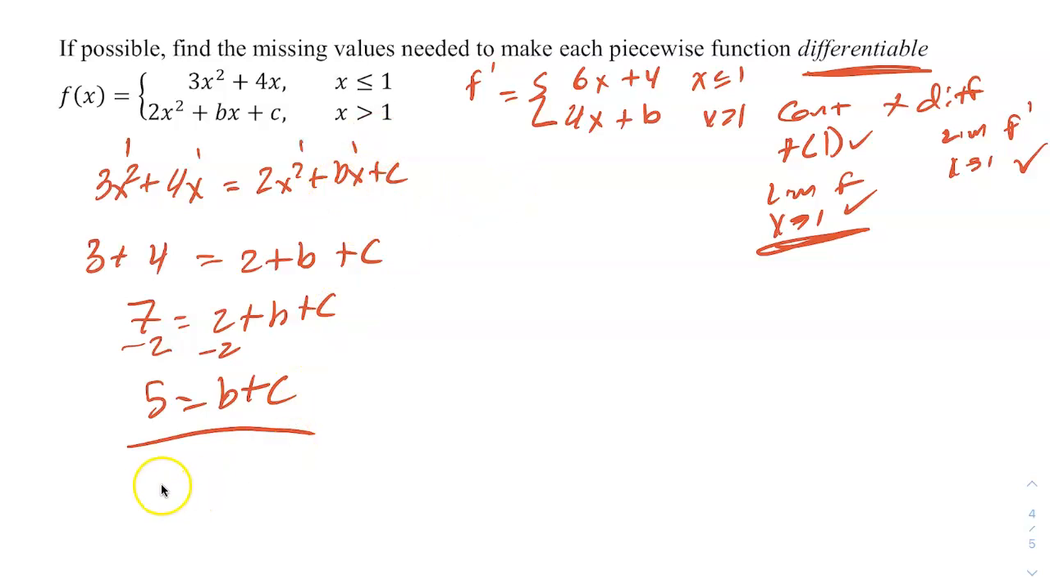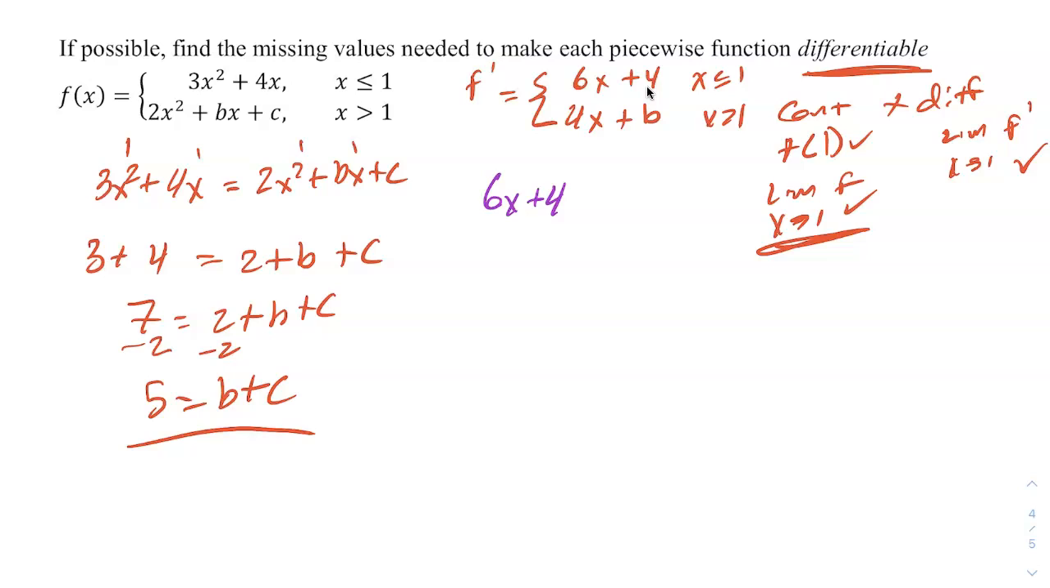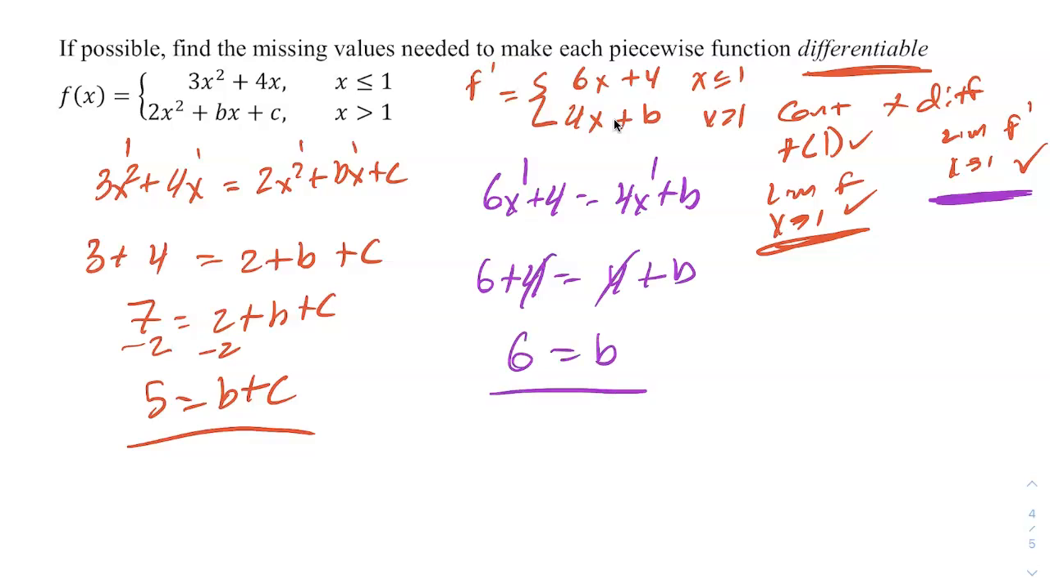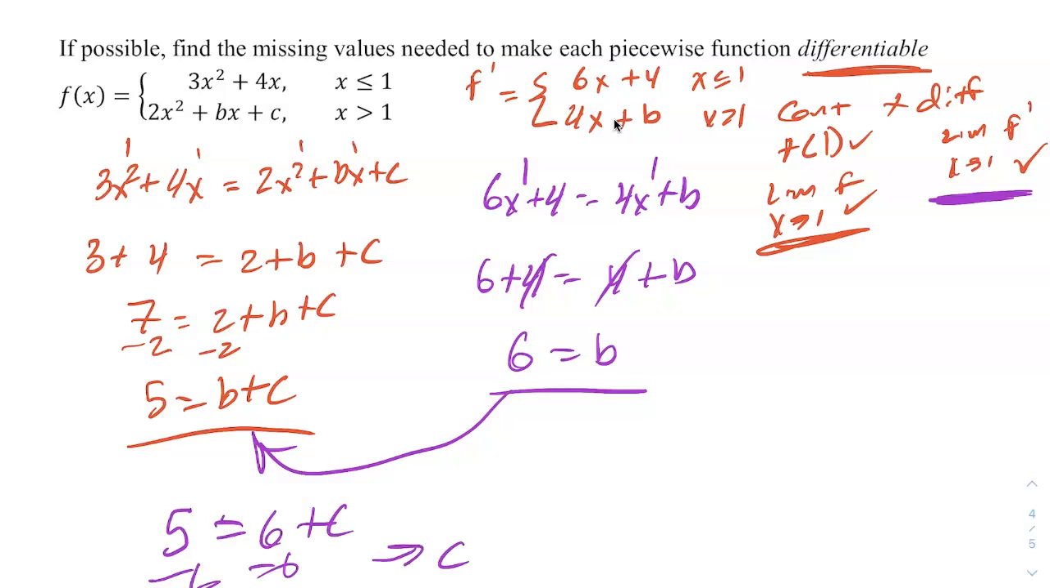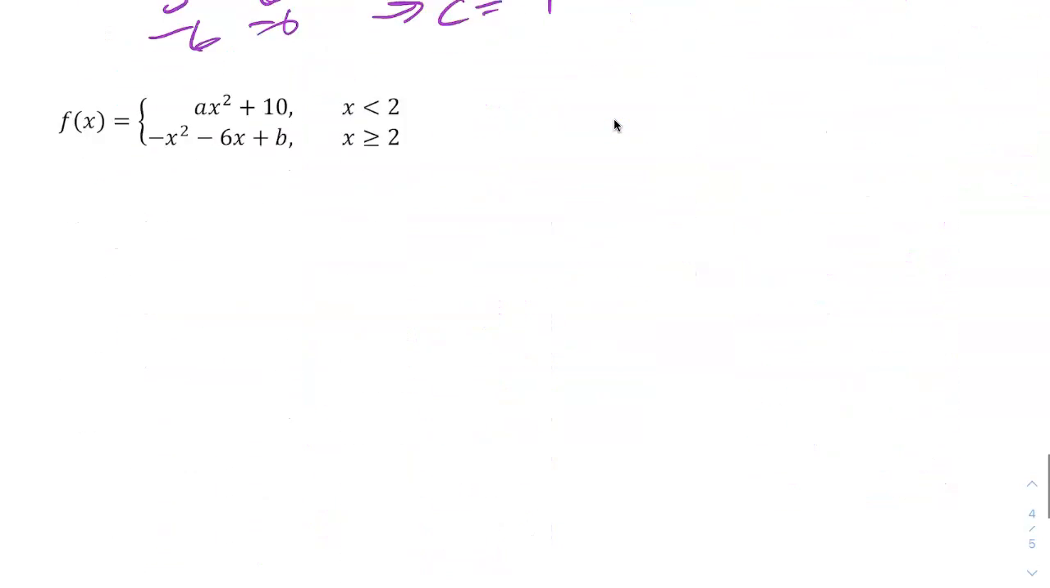What about how do I solve that? Well, we'll have another equation here. And it's the same idea, right? If I want it to be differentiable, these two things have to work. So we're going to set those two equal to each other. Right? Because I want this to be true. And then it's true at 1, so you plug in 1. So I get 6 plus 4 equals 4 plus b. I'm going to cancel out the 4s, that's why it works. 6 equals b. So now I have 6 equals b. I could plug this into here. Get 5 equals 6 plus c. So subtract 6. C equals negative 1. So b equals 6. C equals negative 1. Done. Let's do another one of those, because those are fun and I like them.